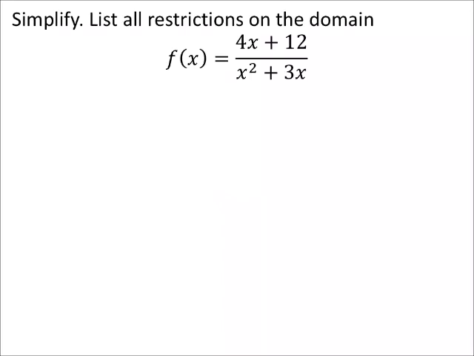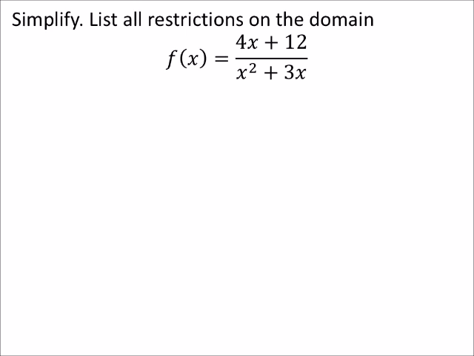Simplify, list all restrictions on the domain. So on this one, we do need to clarify the domain. But we'll also simplify it pretty much the same way that we have been, okay? So we'll factor everything out of the numerator and denominator. And if there's any common factors, we're gonna cancel those out.